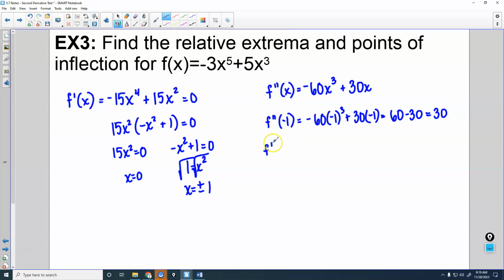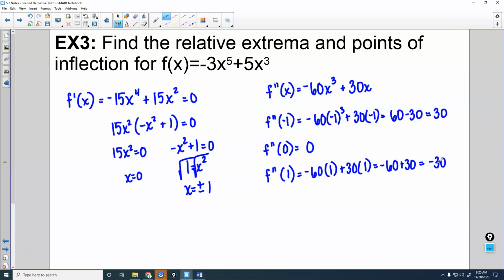I've got f double prime of 0. Here's why I don't like second derivative test. What do you get when you do f double prime of 0? 0. Ugh. And then f double prime of 1 will be negative 60 times 1 plus 30 times 1, which is going to give us negative 60 plus 30, which will be negative 30.